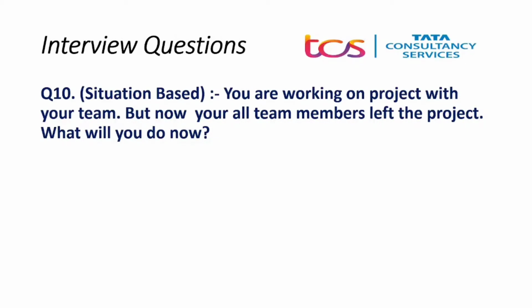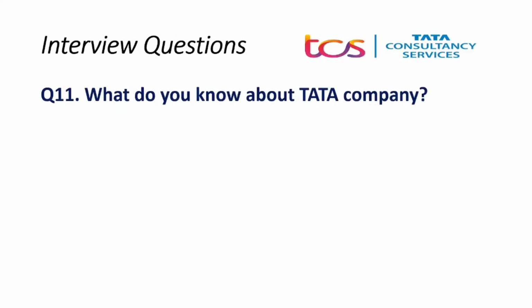Here I give my answer to this question. Firstly, I try myself to complete the project at my level. If I am not able to complete it, I will communicate with my supervisor, and I will also mail my supervisor to tell about the situation, and then go on to complete this project. I explained this question in that way, and then they asked me about the Tata company.